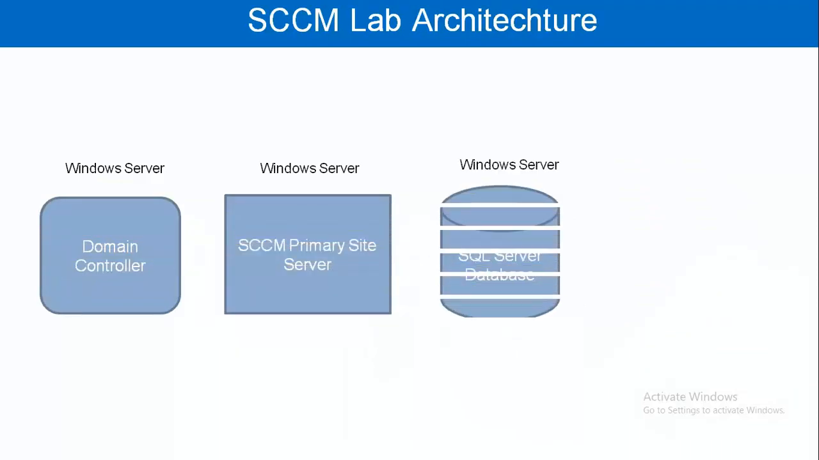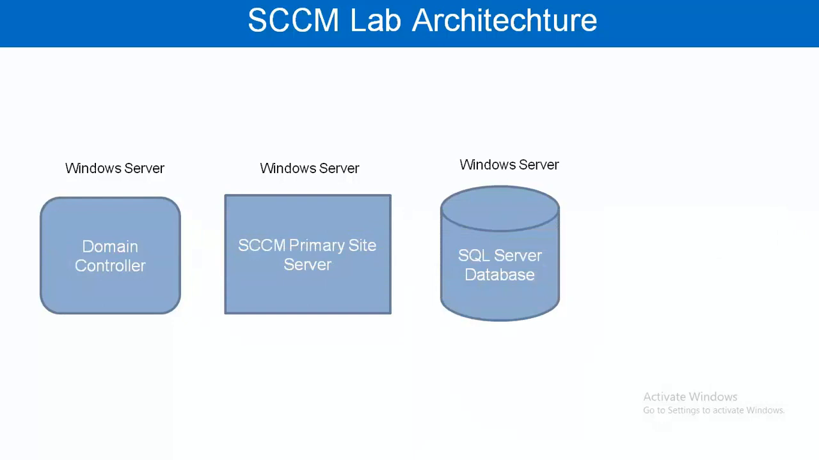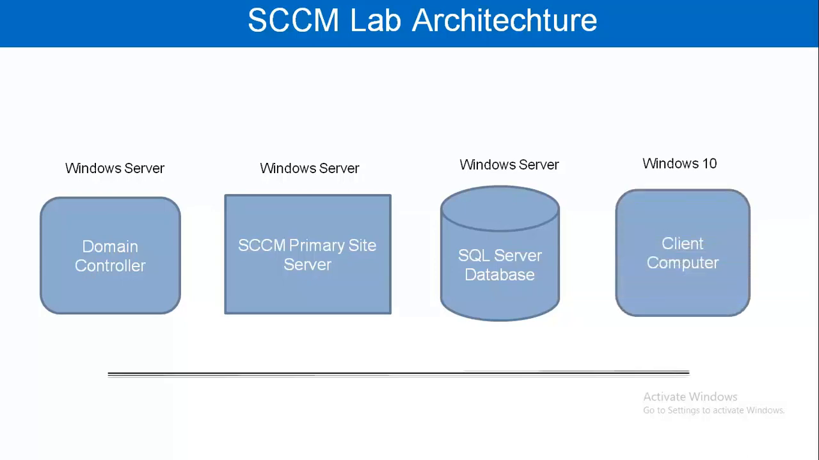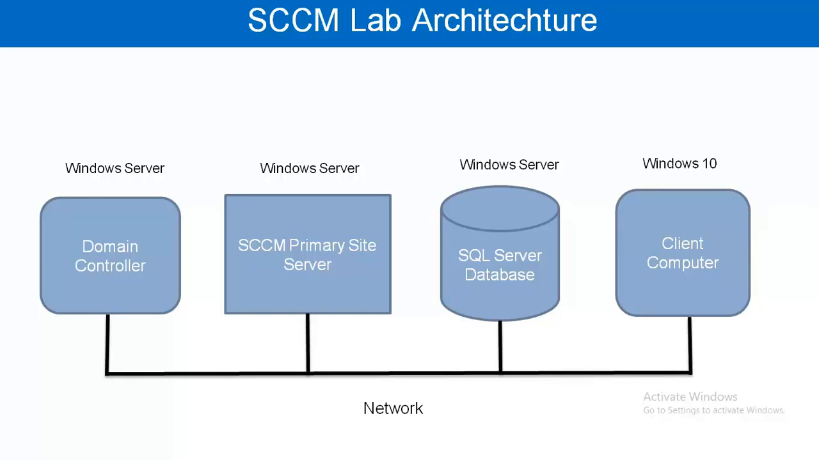We will have 3 servers. One Windows server will be domain controller and DNS. The second one will be our SCCM primary site server. Third Windows server will be SQL Server database, and we will have one client computer, Windows 10. All will be on the same LAN network and talking to each other. So this is going to be our lab architecture.